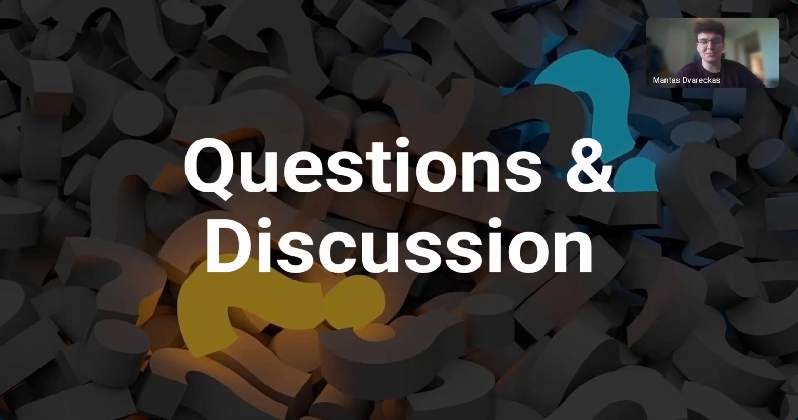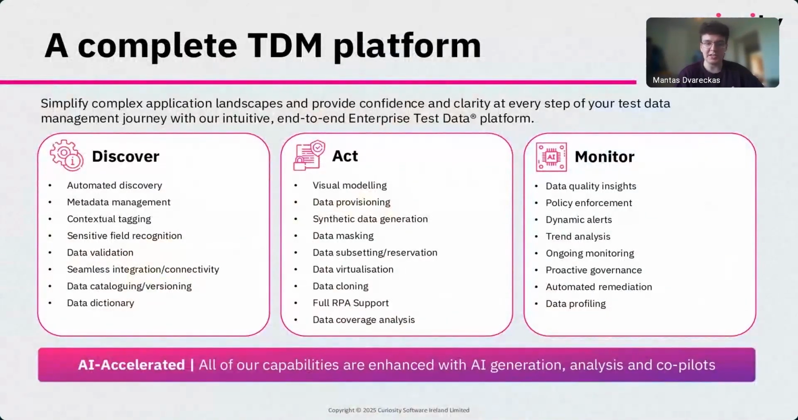So I've got two more questions for you. The first question is, where should someone start? And then how quickly can they gain value from the Curiosity platform? Looking back at this slide, thinking about Discover, Act, Monitor, Hugh, where would they start and how quickly could they get going? First thing, gather up what you have.